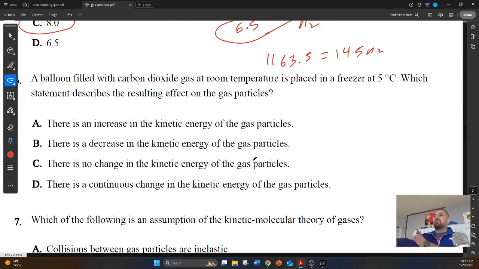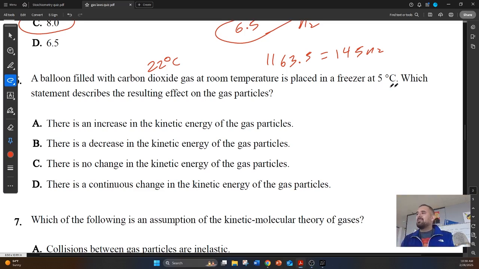Next question. A balloon filled with carbon dioxide gas at room temperature is placed in a freezer at 5 degrees C. Which statement describes what happens next? So at room temperature, that's about 22 degrees Celsius. So what's going to happen to the gas molecules in the balloon when you put them in the freezer? What's going to happen to the gas molecules when we cool them down? So they're going to compress, but what happens to the actual molecules when we cool them down? They get closer. What else? They slow down. That's what I was looking for.